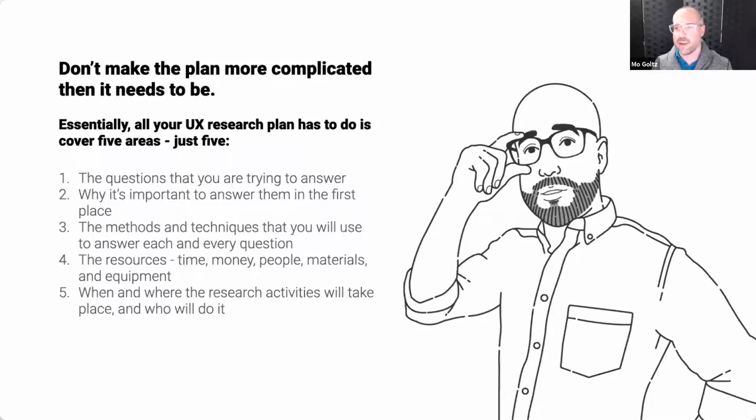It might feel overwhelming to write a research plan in a new way, or to write a research plan at the beginning of a project, but all it needs to do is 5 simple things. 1, the questions that you are trying to answer. 2, why it's important to answer them in the first place. 3, the methods and techniques that you will use to answer each and every question. 4, the resources, meaning time, money, people, materials, and equipment. And finally, when and where the research activities will take place and who will do them. So it's pretty straightforward.